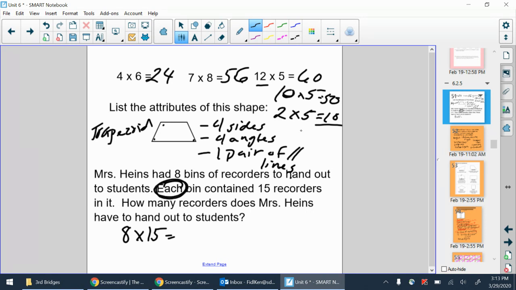Now, just like we did up here with our 12 times 5, I could split that 15 up maybe into 10 and 5. And do 10 times 8 and 5 times 8. 10 times 8 is 80, and 5 times 8 is 40. And then I can add those together, and 80 plus 40 is 120. And don't forget to label your answer.